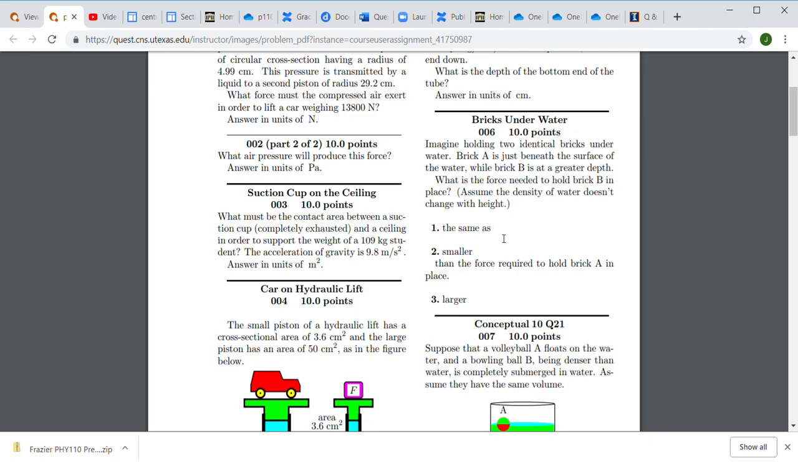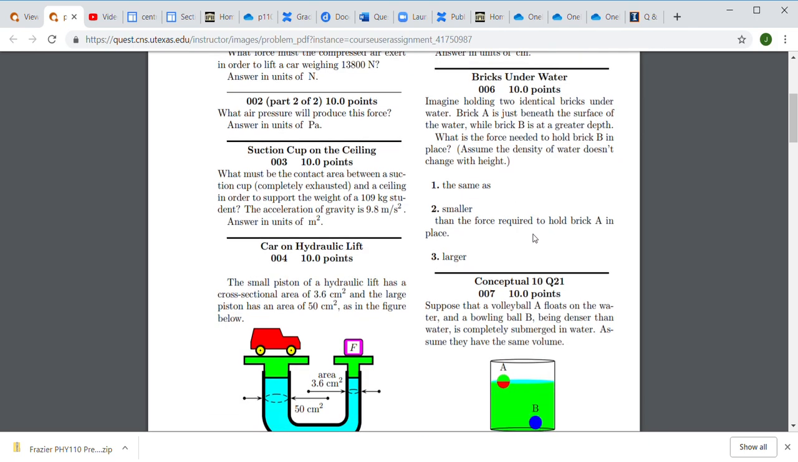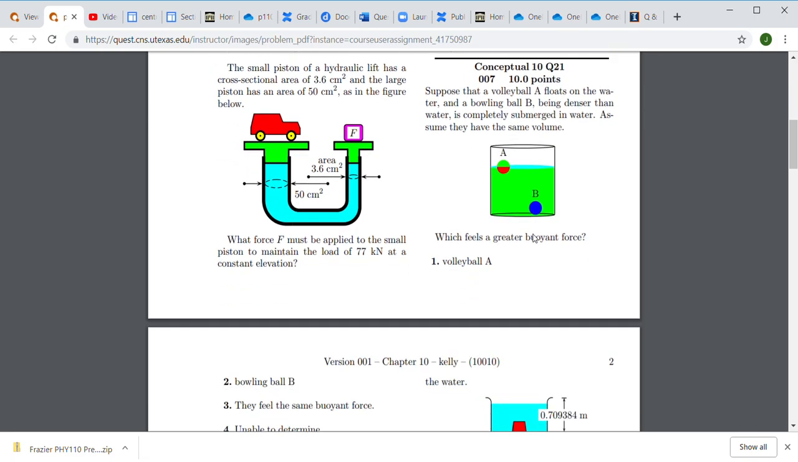And I've got to balance out my force plus the buoyant force is equal to the weight force. Well, the weight force isn't changing, the buoyant force isn't changing, and therefore my force isn't changing as we push it farther and farther down.